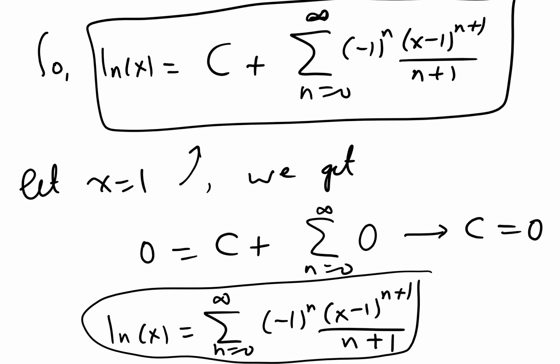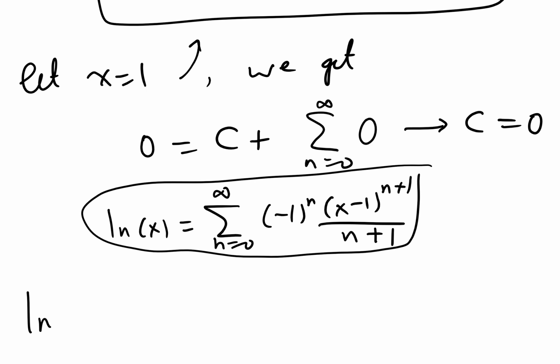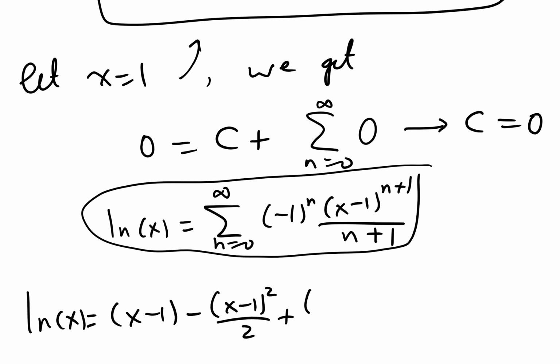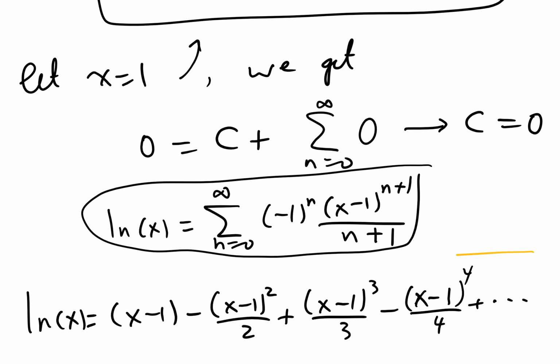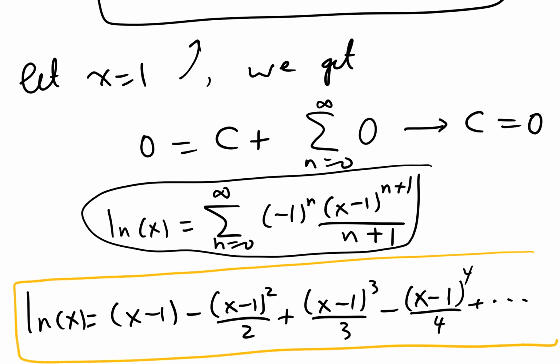If you like to write it down, if you take n equals 0, you're going to get x minus 1. Take n equals 1, you're going to get minus (x minus 1) squared over 2. And then (x minus 1) cubed over 3, (x minus 1) to the 4th over 4, etc. This has a lot of applications later on.